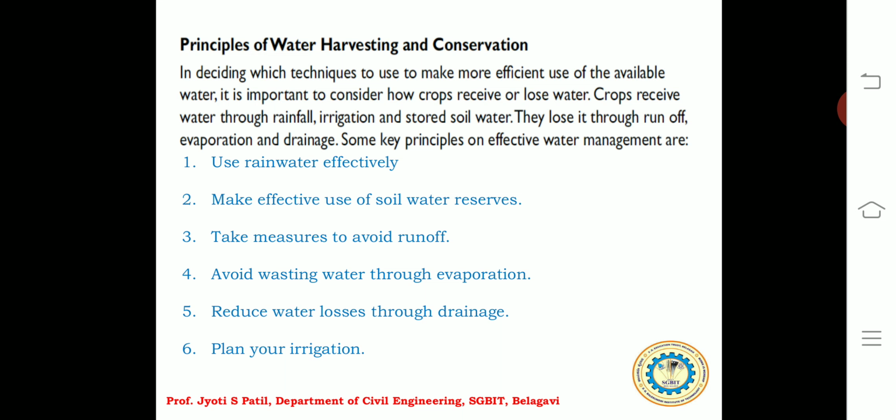The fourth one is avoid wasting water through evaporation. Water that evaporates directly from the bare soil is wasteful as it is not being used for productive plant growth. It is desirable to maintain full ground cover for as much of the time as practically possible. Applying mulch to the soil will also reduce evaporation considerably, and use of drip irrigation and irrigating in the evening will also reduce the amount of water lost through evaporation.